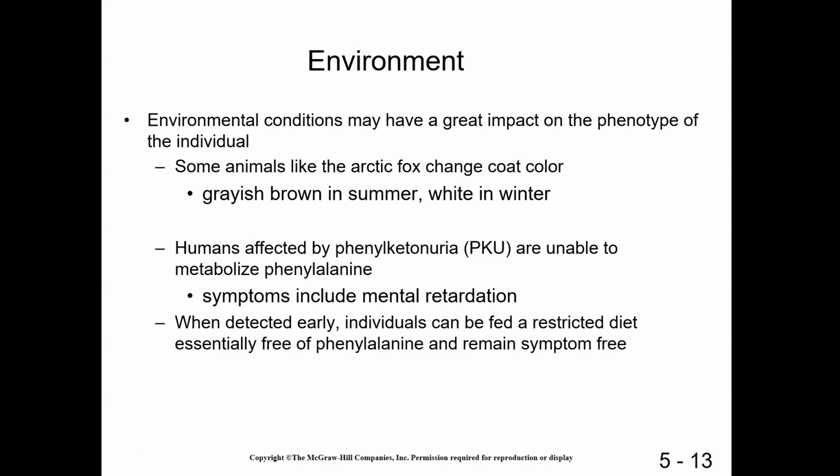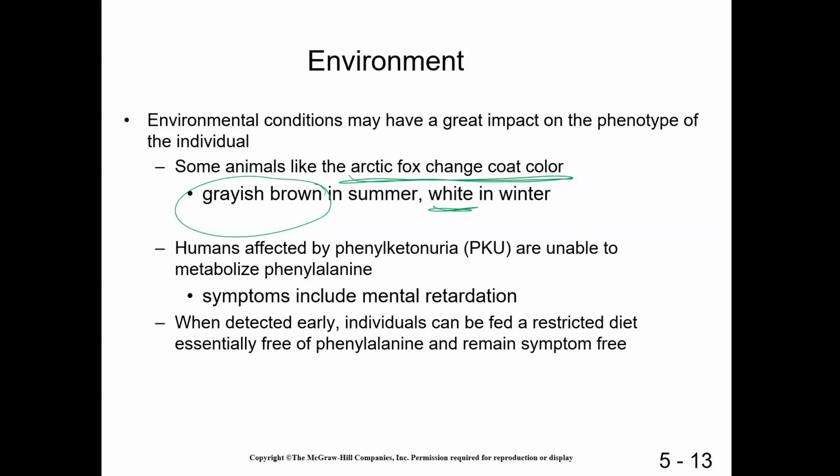So environmental conditions that oftentimes we think about are going to be temperature and photoperiod, how much time the sun is out. A great example of this is fur color change, or coat color, in the Arctic fox. Arctic fox are a grayish brown color in the summer, but they're pure white in the winter. This also happens with Arctic rabbits. Their coat color changes so that they can blend into the environment.